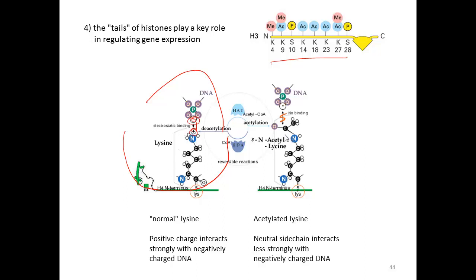If you acetylate the nitrogen at the end of lysine, here's the nitrogen, you acetylate that with an acetyl group here, that destroys the positive charge. Now you have a neutral amino acid interacting with negatively charged DNA. There's no great electrostatic interaction between formal charges. This greatly reduces the energy of interaction between these two. In cases where most of the histones are acetylated, their genes tend to be turned on because they're more accessible to the transcription machinery.